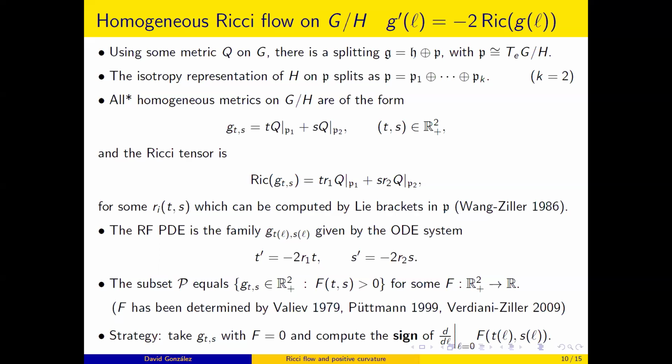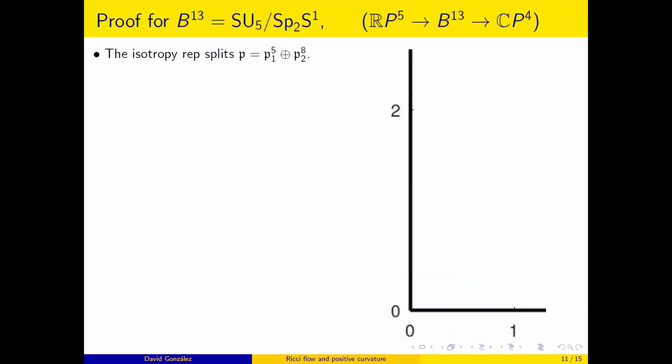Okay. Let me see the time. Okay, so let me tell you how we implement this strategy in the case of the Berger space in dimension 13. So the isotropy representation has two summands, where P1 corresponds to the vertical, to the fiber of this fibration, and P2 corresponds to the base of this fibration, where the Berger space fits in. So really the space of metrics is just R2 with positive coordinates.